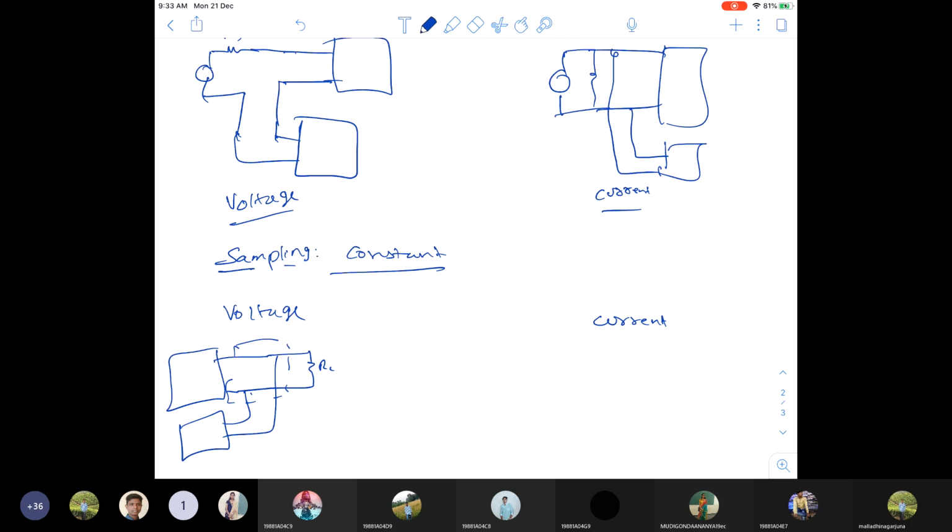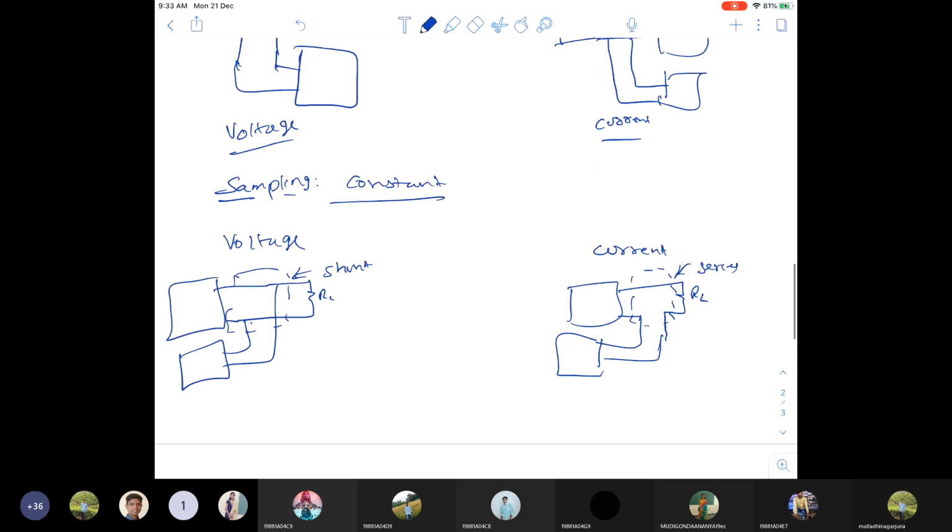And the current will be constant in series connection. So this is series connection. This is shunt connection. So voltage sampling is nothing but shunt connection, and current sampling is nothing but series connection. Now compare: for input we have two connections, and for output we also have two connections.